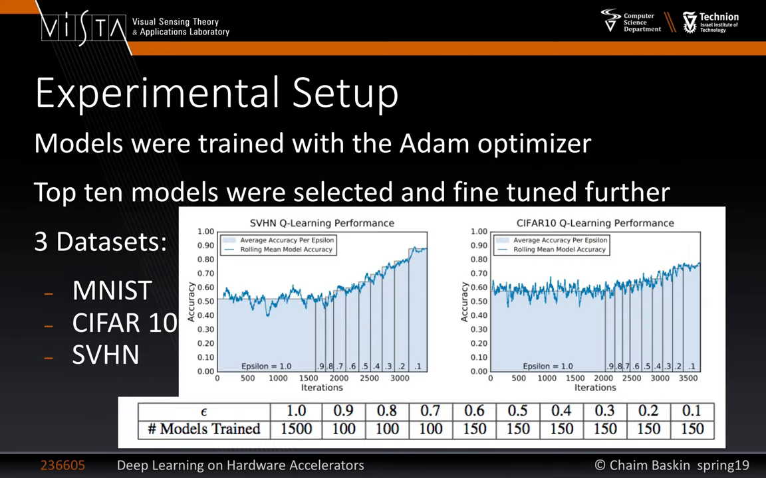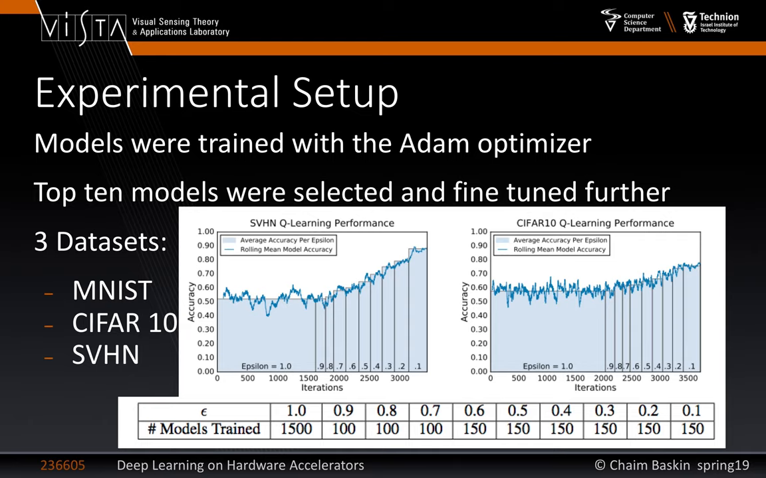Great. So I will skip to results. The experimental setup of this work was: the models were trained with the Adam optimizer. Top 10 models were selected and fine-tuned further. So they first find the best architectures and then they do another fine-tuning. What do I mean by fine-tuning? It is not basically tweaking parameters. It means I give more epochs for fine convergence. I'm finding the best architectures, and then I give them time to converge to the best convergence.